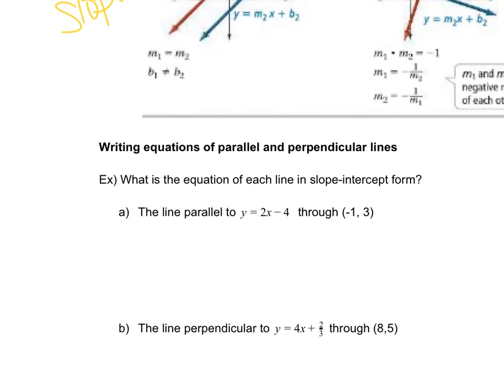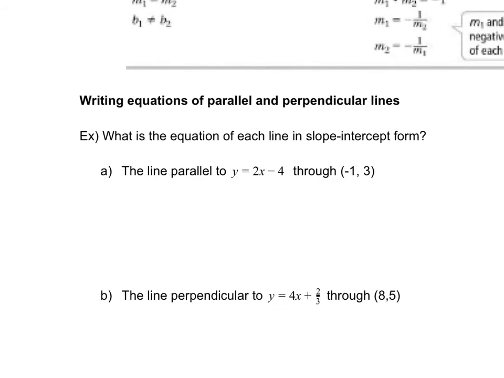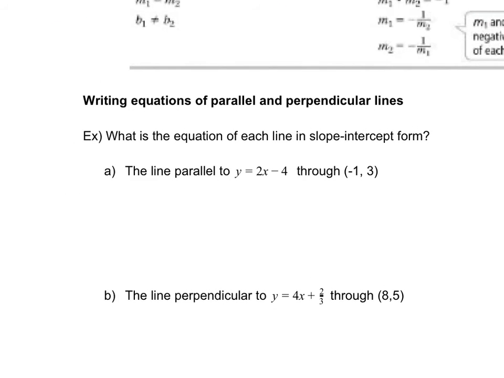Okay, so the first example said, what is the equation of each line in slope-intercept form? So we have to get it in slope-intercept form, we know that. And we need the line that's parallel to y equals 2x minus 4. So it's parallel, it's going to have the same slope. So the slope will be 2, but it needs to go through this point right here.